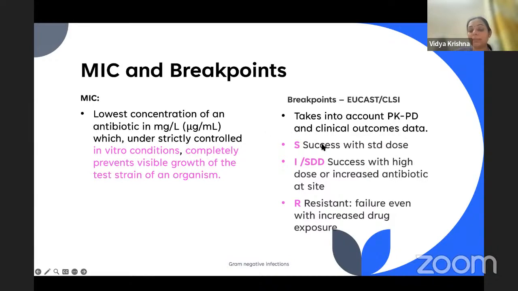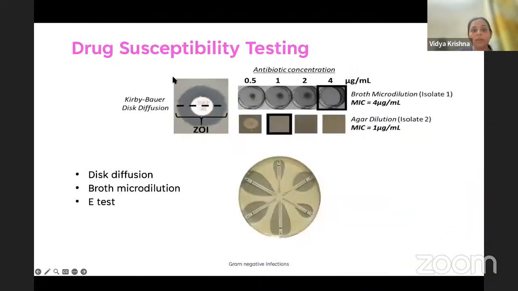If it is sensitive, it means that you will have success with a standard dose. If I say it's intermediate or susceptible dose dependent, then it means that if you use a higher dose, the highest possible dose, or in some situations where you can use a local therapy, though not in all situations, you might still get away with some success. But if it's resistant, it means that even if you use the highest possible dose, you will still fail. So I hope that is clear. So MIC is for the isolate, and breakpoint is what the drug-bug combination and the sensitivity profile is.